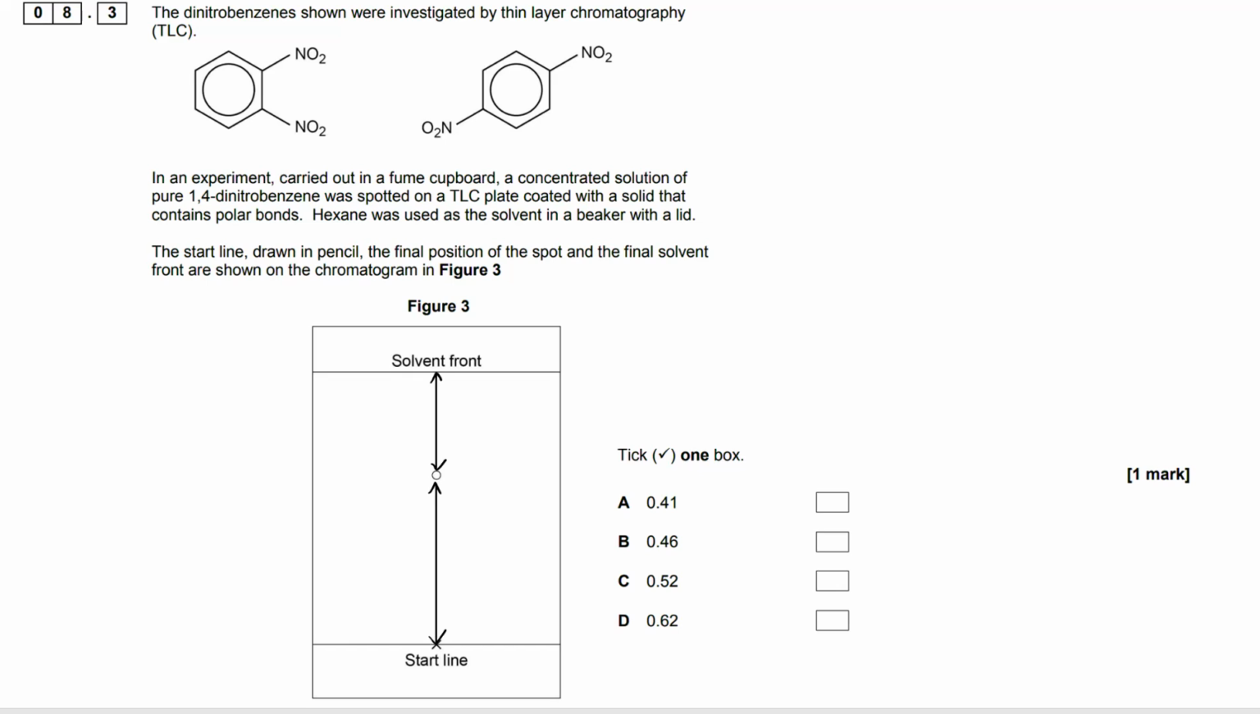And from there, I could actually measure them out, do the division, but when I look at this, I've got A is 0.41, B is 0.46. That would mean that the spot was less than half the height of the solvent front, and it definitely isn't. I'd say it's significantly more than half the height of the solvent front. So I'm also going to dismiss C, 0.52. So I get my answer of 0.62. And you can do the measurements to confirm that, but I would be able to look at that, I think, and judge it quite effectively.